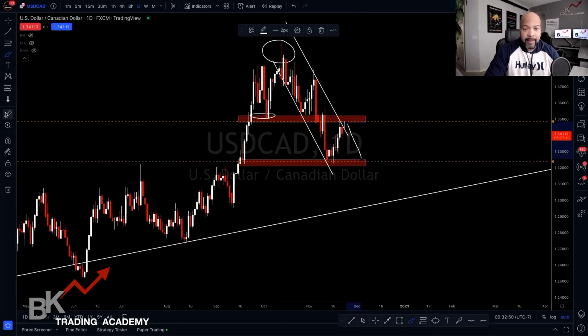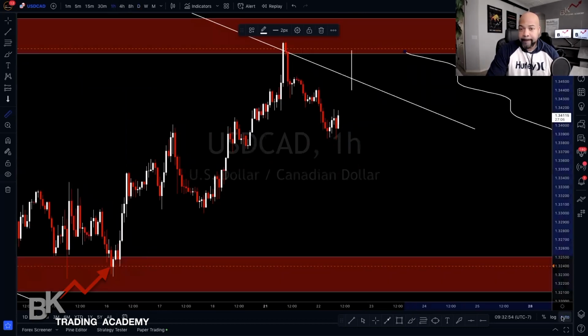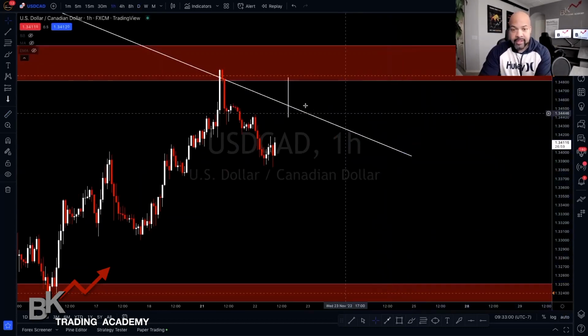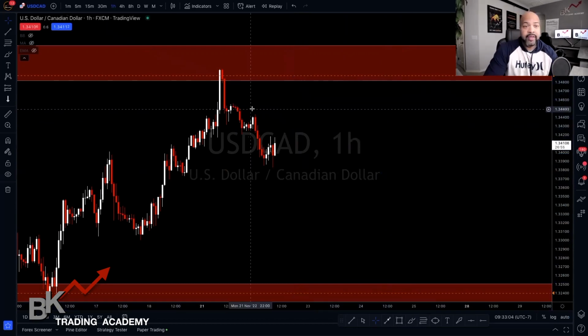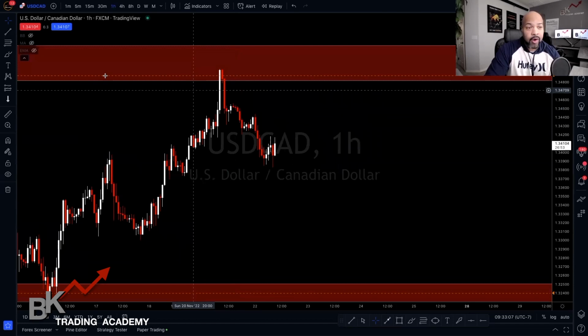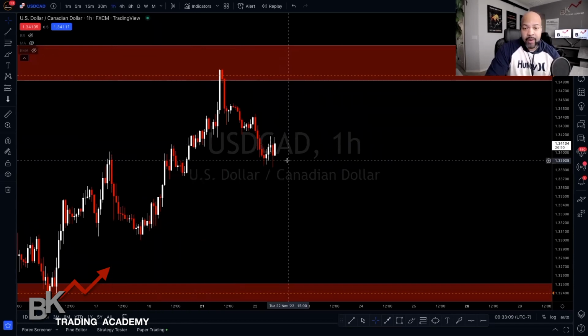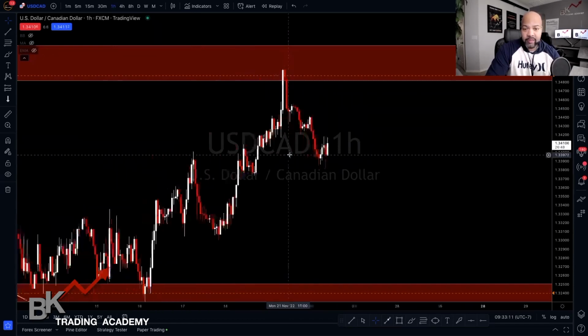So I'm going to get my measuring tool here, and let's go to the 1 hour so we can look at it a bit clearer. I'm going to just kind of delete my lines right here. So we know we're in a downtrend on the 4 hour and even on the daily. And so we can see how price is currently at this level right here.